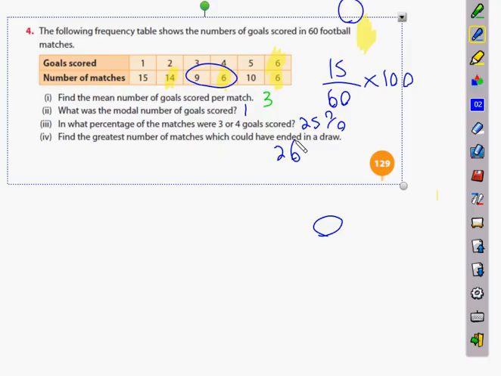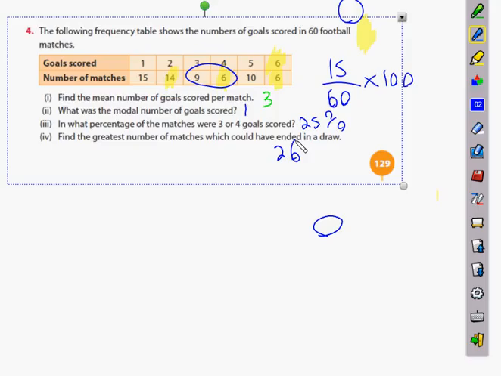First question too, it said what's the modal number of goals scored? I think you put the number of matches in instead. No, 1. 1 goal scored in 15 matches. So 1 is the modal number of goals scored. Okay. That's right. They're good questions, lads. Just keep them coming.